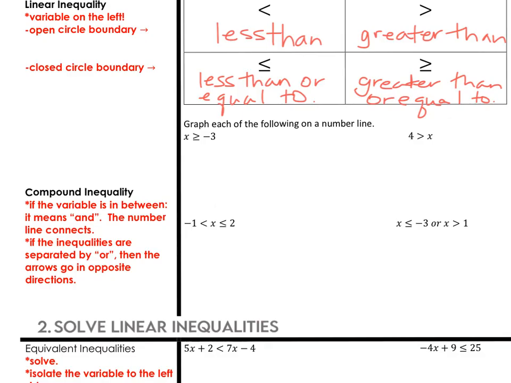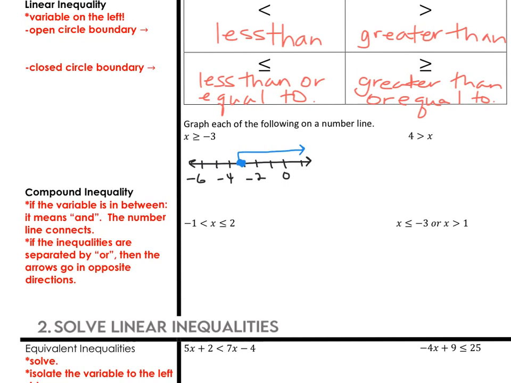Let's graph each of the following on a number line. X is greater than or equal to -3. So if we draw just kind of a real quick sketch of a number line, we put a few numbers on here just to give that spatial representation. So I'm just going to count by 2's over on the left-hand side. If X is greater than or equal to, that indicates a closed circle boundary, and we'll put that right at -3. X is greater than or equal to, that means anything to the right is greater than that value.